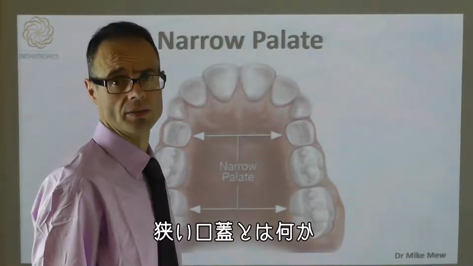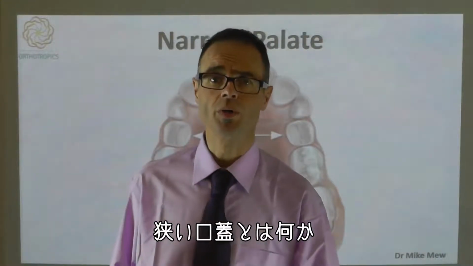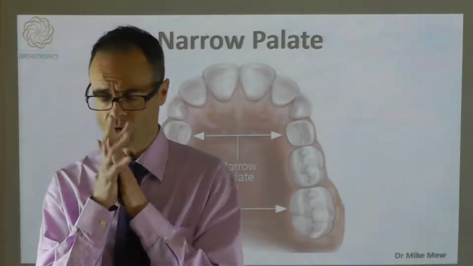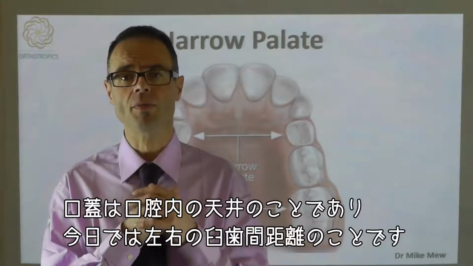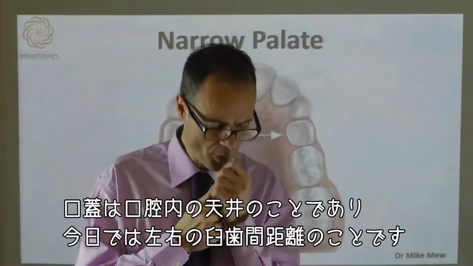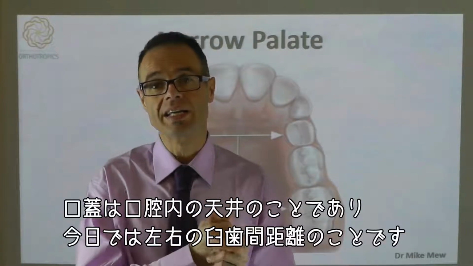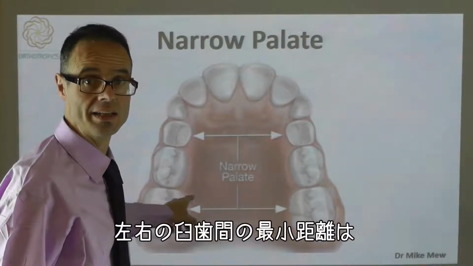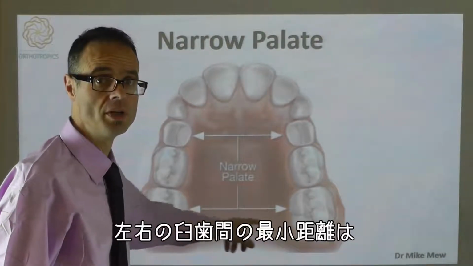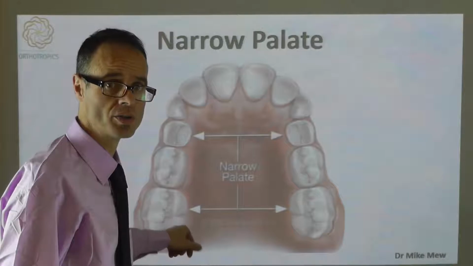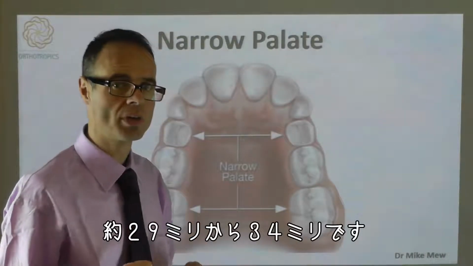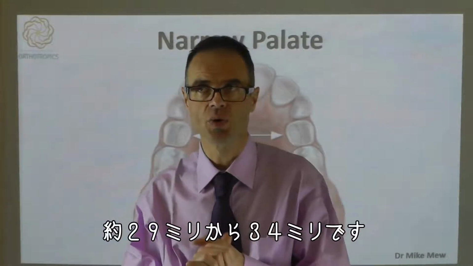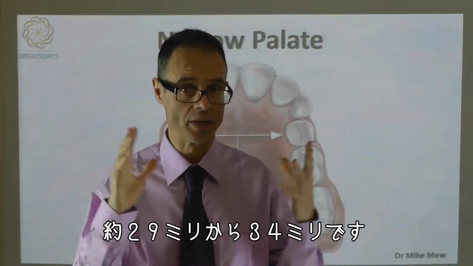A narrow palate. What is this and what can be done about it? Well, the palate is the roof of the mouth, and in modern society the gap between the molars, so this bottom dimension, so the minimum distance between the two molars, is approximately 29 to about 34 millimeters.